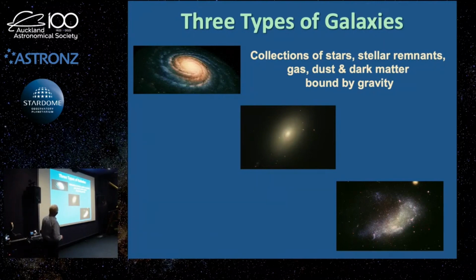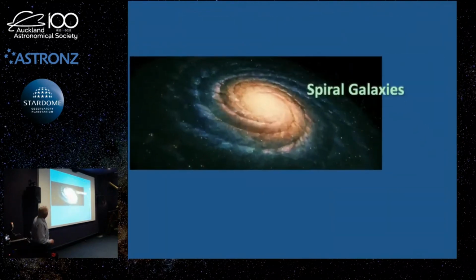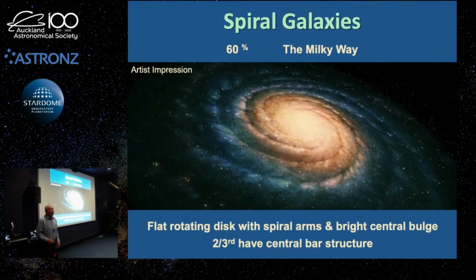So there's 3 types of galaxies. There's spiral galaxies, elliptical galaxies, and irregular galaxies. So looking at spiral galaxies first, they make up about 60% of galaxies, and indeed our Milky Way galaxy is a spiral galaxy. This is just an artist impression of one here. Of course, we can't take a picture of the Milky Way galaxy because we live right in the middle of it. It'd be like taking a picture of your house and garden from inside your bedroom.